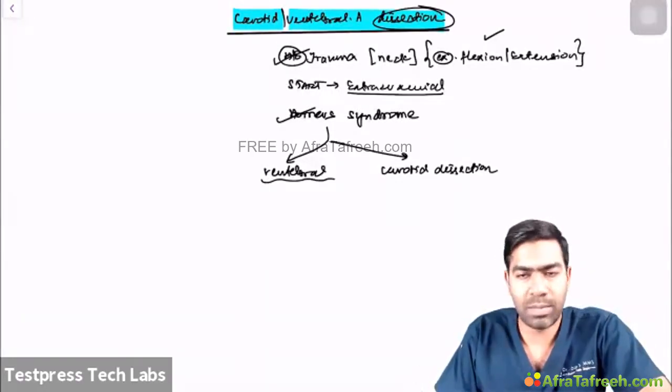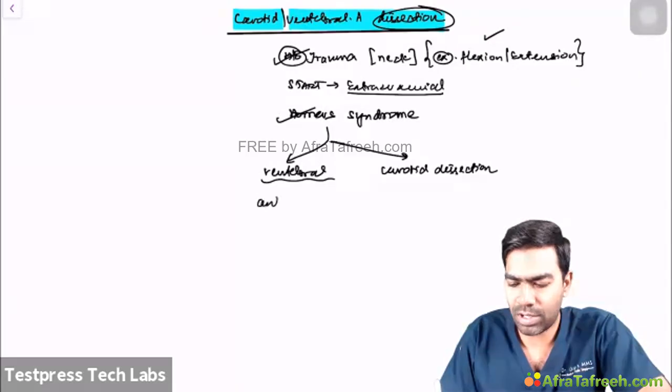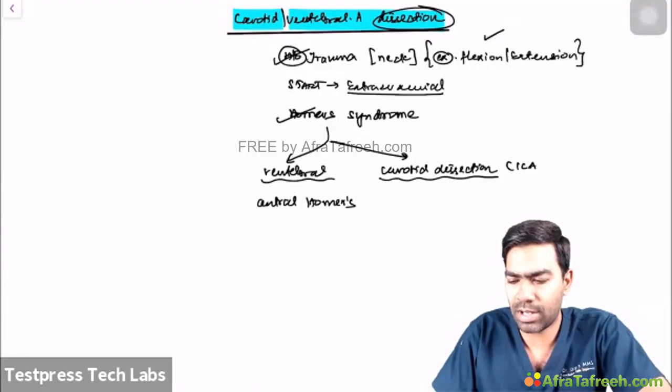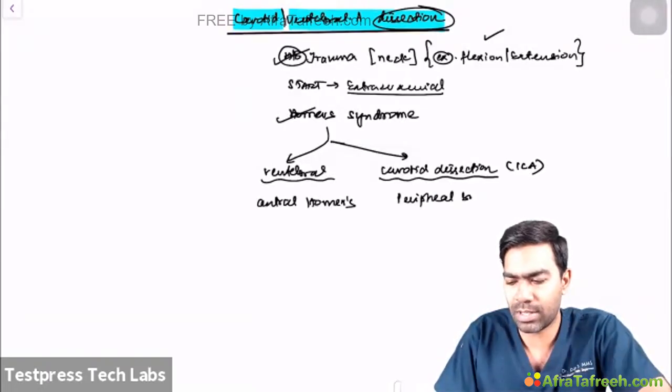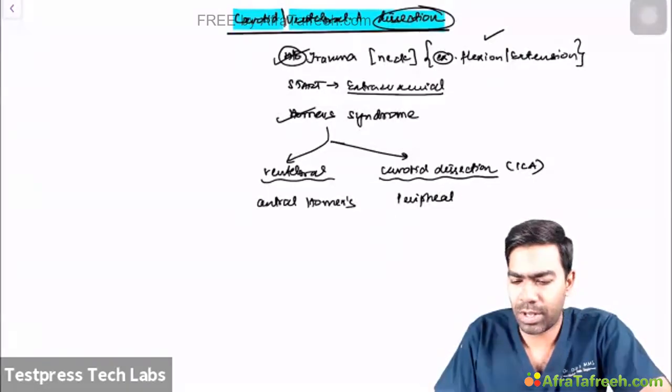So how do you differentiate whether it's a vertebral artery or a carotid dissection? As far as the vertebral artery dissection is concerned, the type of Horner that you're going to deal with is a central Horner syndrome. Whereas in carotid dissection, carotid means we're talking about internal carotid artery dissection. So in ICA dissection, you're dealing with something called a peripheral Horner, which I'll tell you in some time. What do you mean by a central Horner and a peripheral Horner?